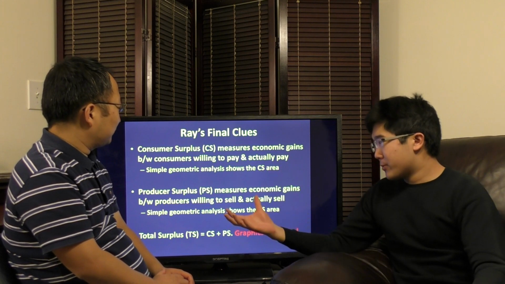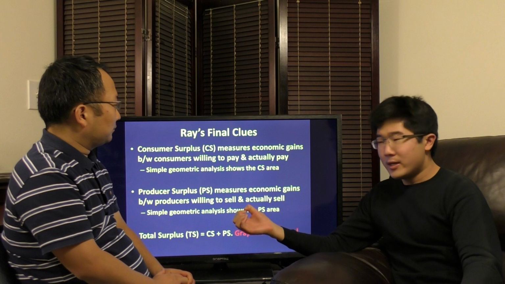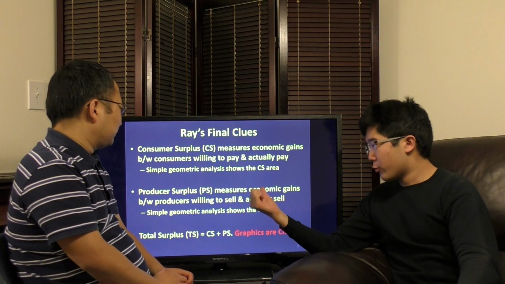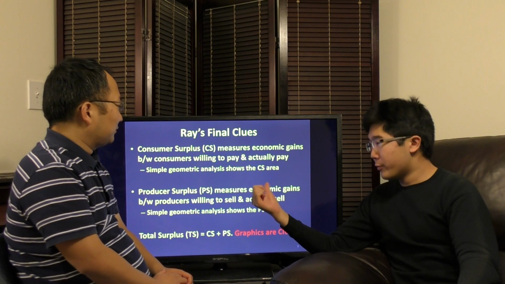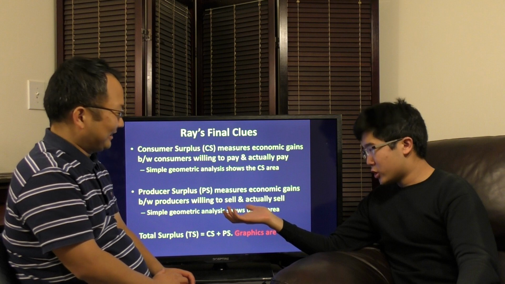Producer surplus is the exact opposite, the inverse. It measures the economic gains of producers: what they are willing to sell at and what they actually sell at. It is the difference between what they actually sell at and what they're willing to sell at, because what they're willing to sell at has to be lower than or equal to what they actually sell for, for them to engage in selling at the current market price. Once again, it's geometric analysis.